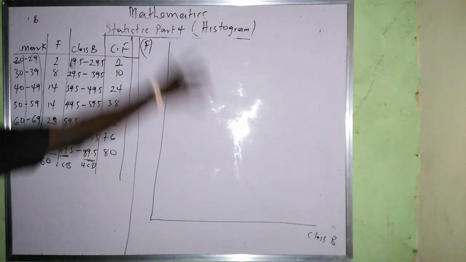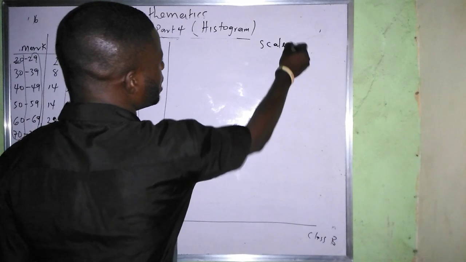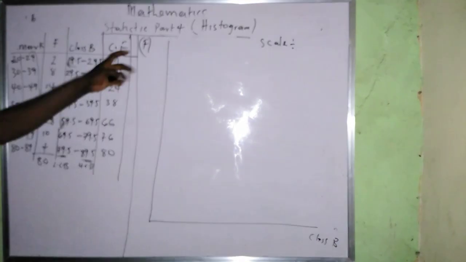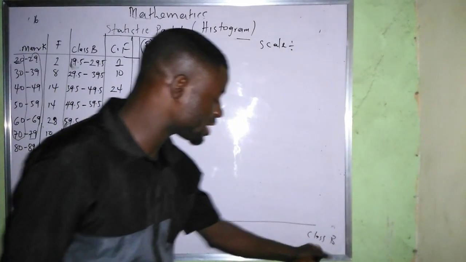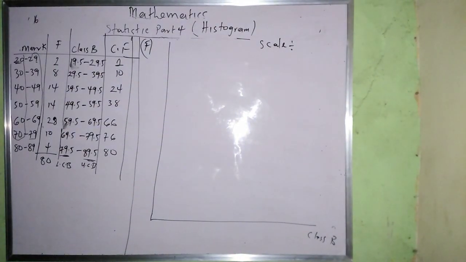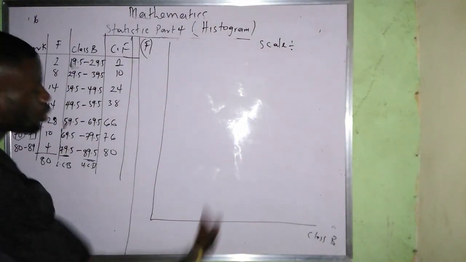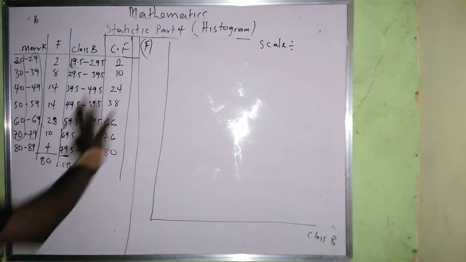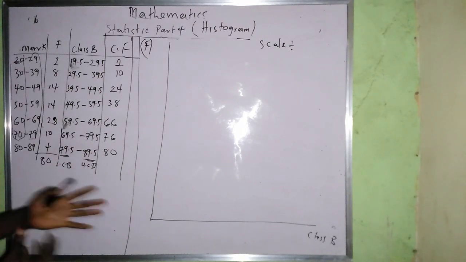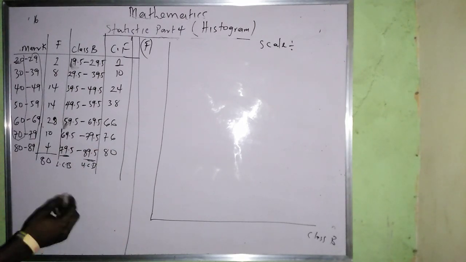This, just like a sketch, I'm sketching here to show how it's going to be. Now, it will be in your graph. In your graph, you have to have a scale. It's very important. Scale both on your frequency axis and your class boundary axis, so that when you have your scale, it will give you equal width. That is very important. But this time around, I'm just sketching to show how it's going to be.